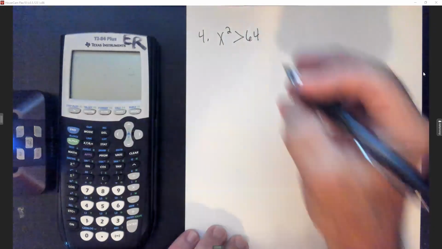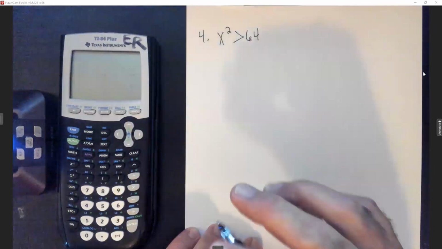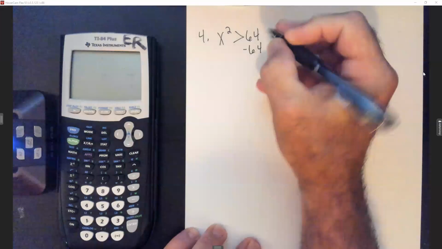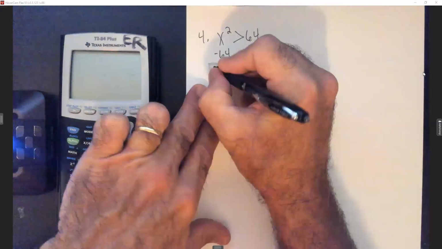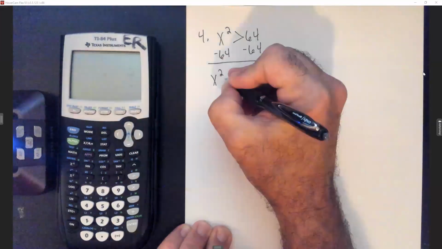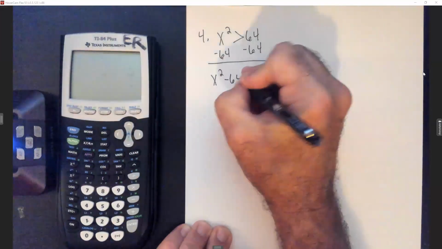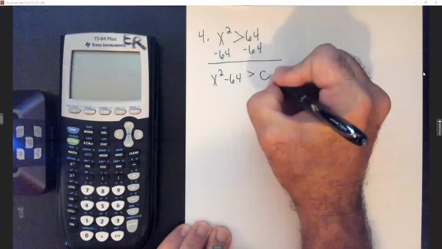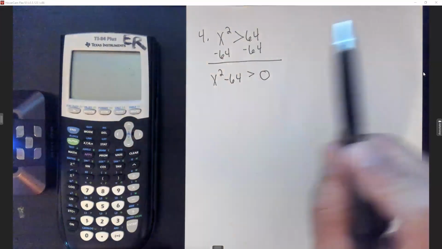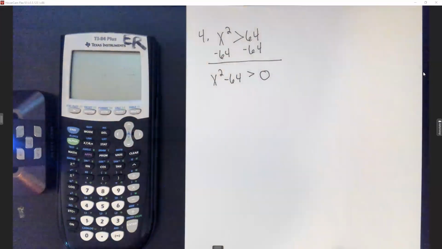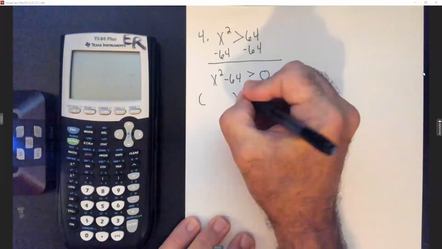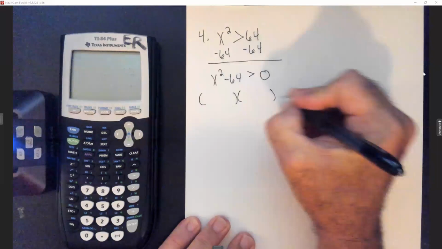But what I'm going to do is I'm going to do them like I've been doing them. So on this side I need a 0. So I'm going to subtract 64 from both sides. So this side will give me x squared minus 64 greater than 0. So this one don't have the equals, so I'll use parentheses for all the answers. Right, y'all, I'm going to factor that and set it equal to 0 when I do that.